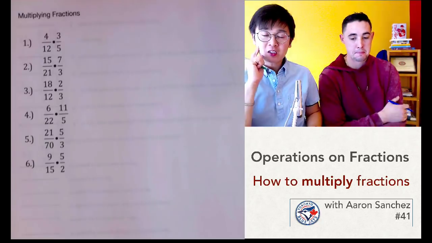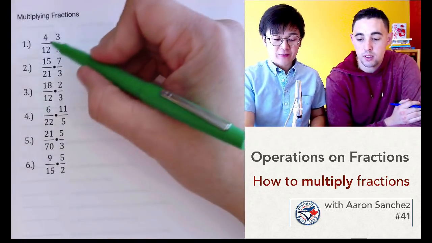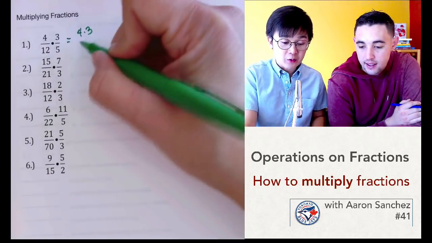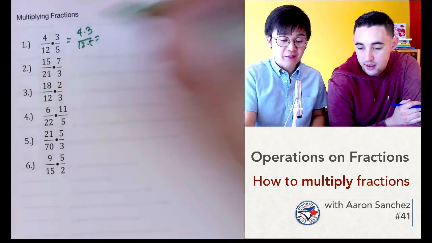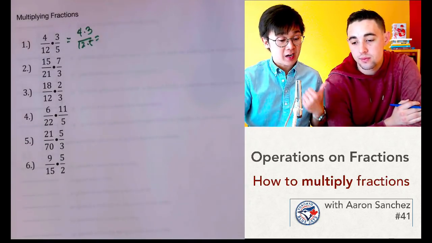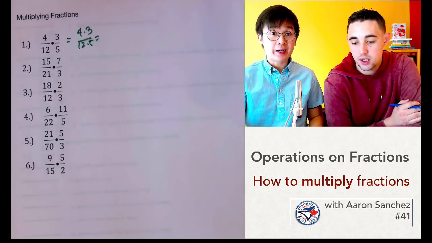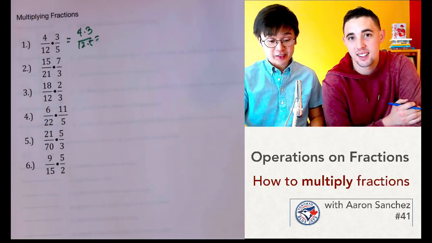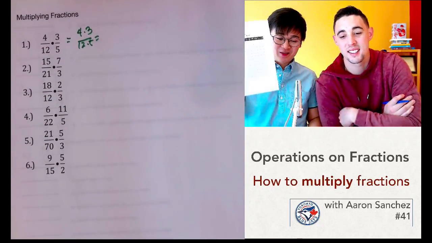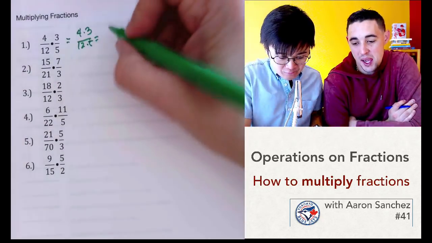In multiplication of fractions, we were taught to multiply across. So if I have 4 over 12 times 3 over 5, I will multiply 4 times 3 and 12 times 5. We know that's going to be a big number, and then we're going to simplify it again. But Aaron and I will teach you a technique to multiply fractions a lot more easily, going back to using our multiplication table. It's key.